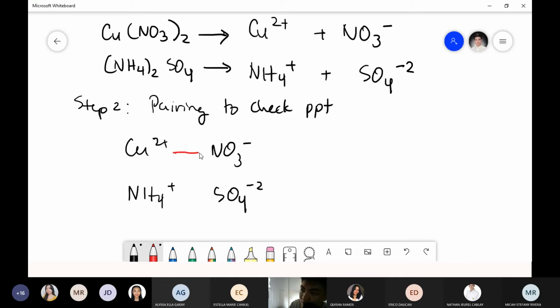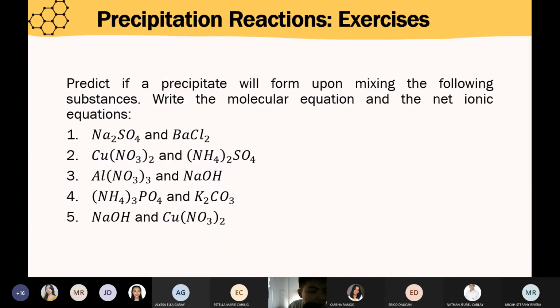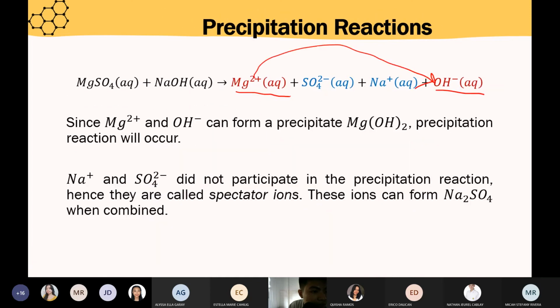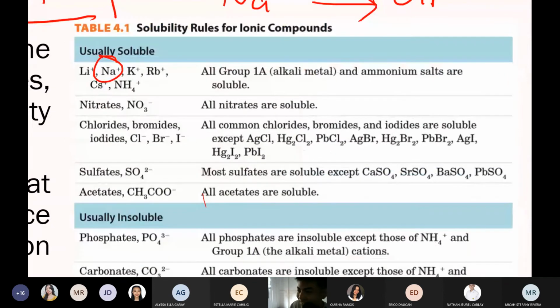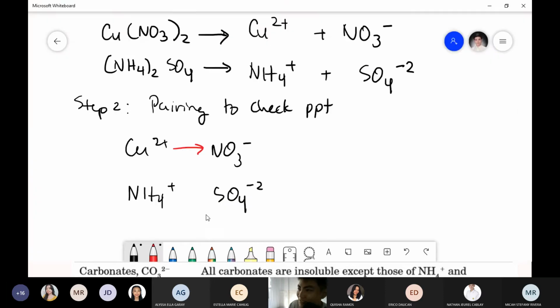Okay, so let's check if we can form precipitate dito, doon, dito, doon. Tingnan natin kung may precipitate na ma-form. Okay, so maybe let's begin with this one. Hanapin natin yung table. Ako kasi alam ko na yung sagot eh. So, ang sabi sa rule, nitrates. All nitrates are soluble. Ibig sabihin, kahit ano partner niyan, walang precipitate. Okay? Ibig sabihin, nitrates are soluble.